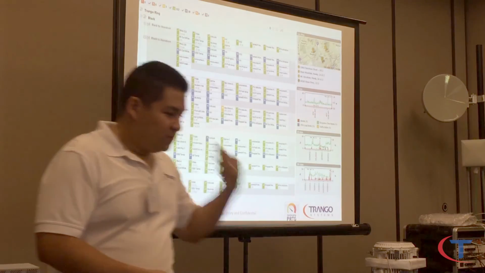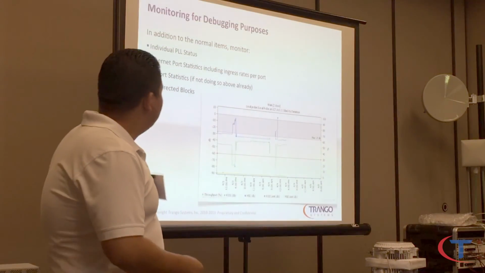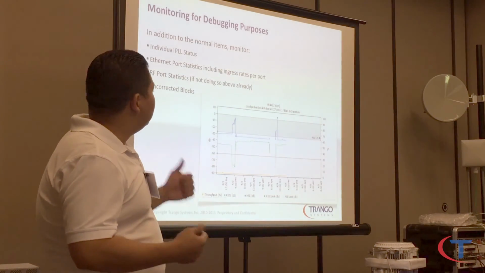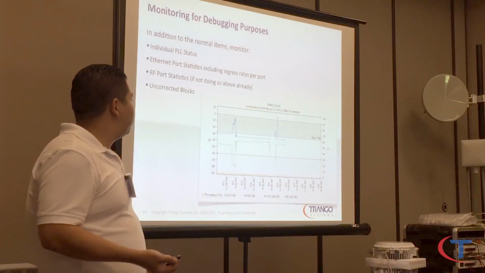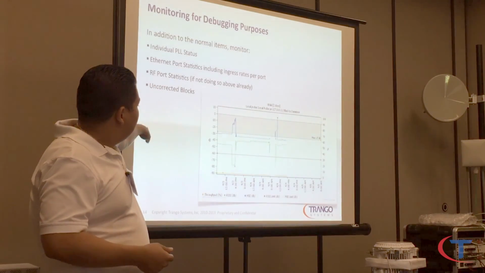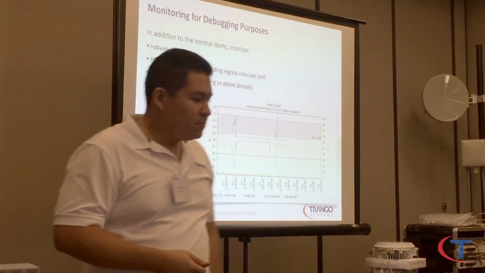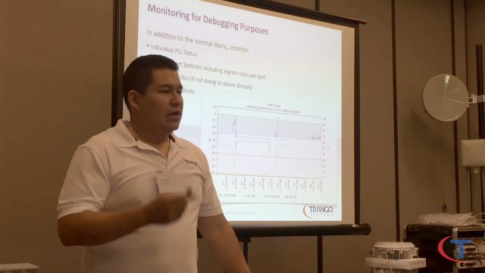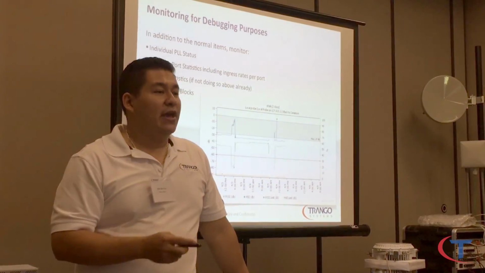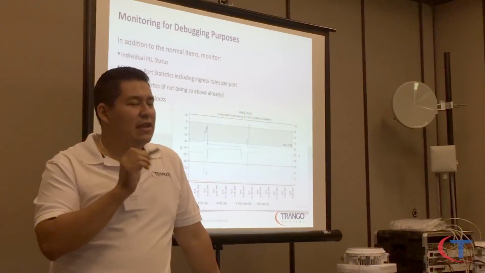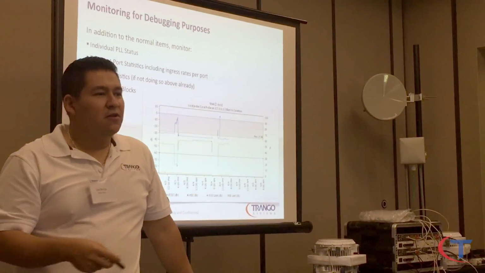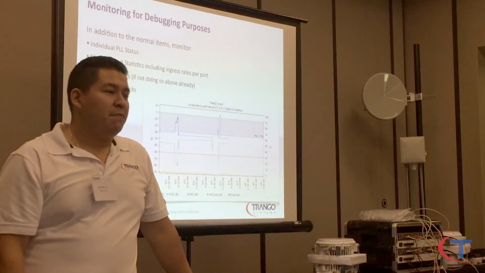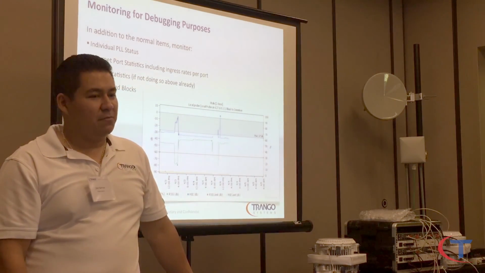All right, so this is PRTG. For monitoring and debugging purposes, you can monitor individual PLO statistics, Ethernet port statistics, including egress rate per port, RF statistics, and uncorrected blocks. Now, for every Trango device, there's a specific MIB file. Luckily, on the Orion and Lynx, it's just going to be named differently, Apex Orion, Apex Lynx, but the MIB file is the same. The OID number is the same. On the previous generation, the Apex Pluses, you have to use a specific MIB file per device.